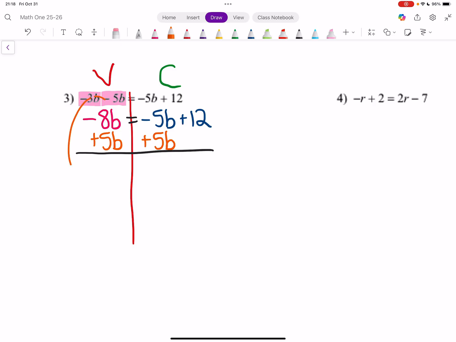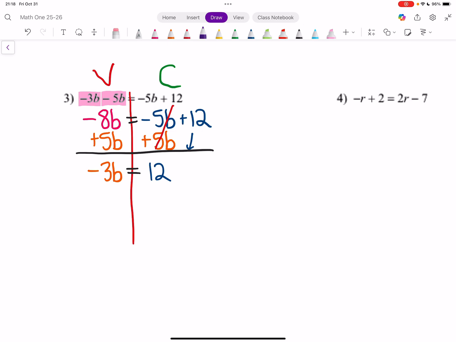On the left-hand side, I know these two go together because they both have b's with an exponent or power of 1. I'm going to calculate that. It is negative 3b. Now I'm going to drop the equal sign down. Negative 5b added to 5b is 0, which is exactly what we wanted to happen. And then I have a 12 remaining on the other side.